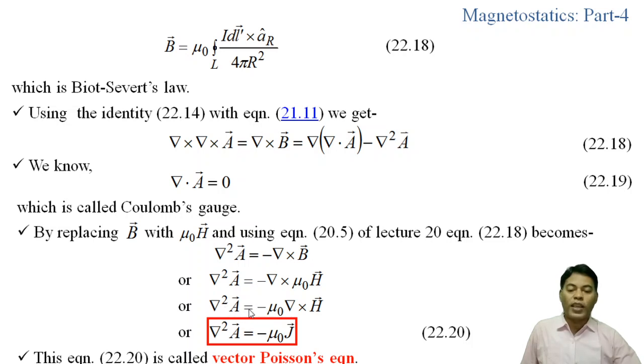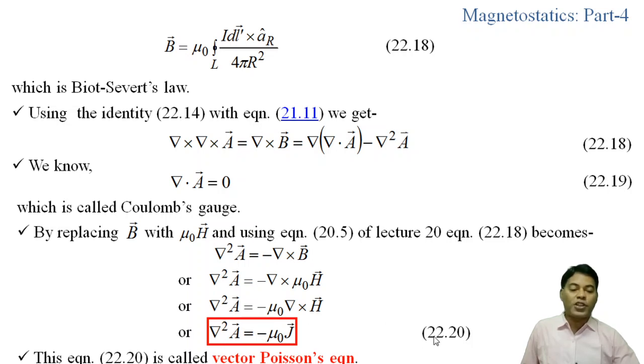So grad square A equals minus mu naught grad cross grad cross H. So grad cross H, according to Maxwell's equation, equals J. So finally what we have is grad square A equals minus mu naught J. Interestingly, the vector Poisson's equation we can also derive using the expression of the magnetic vector potential.